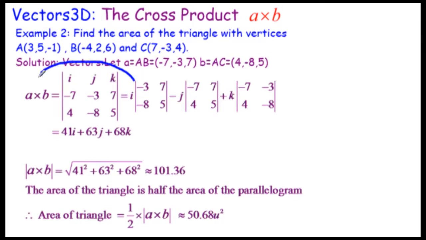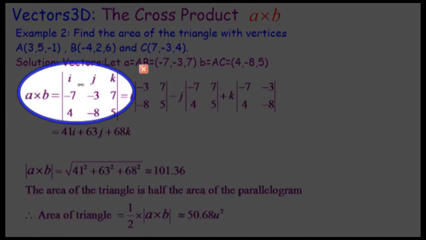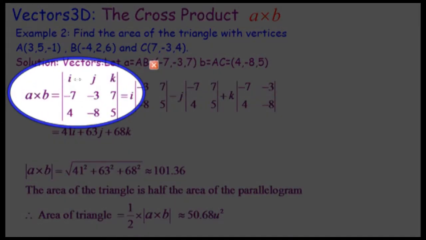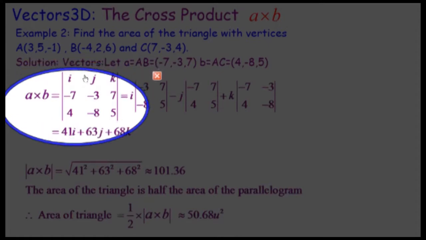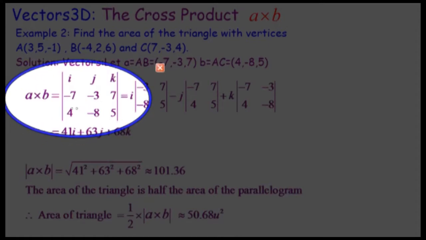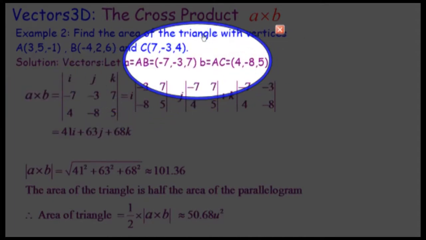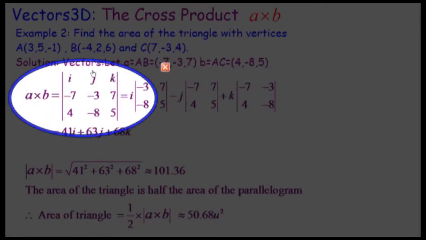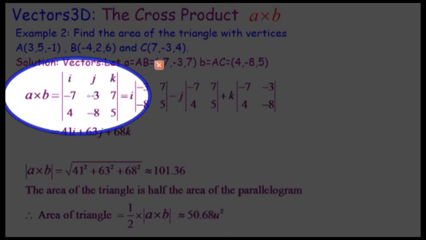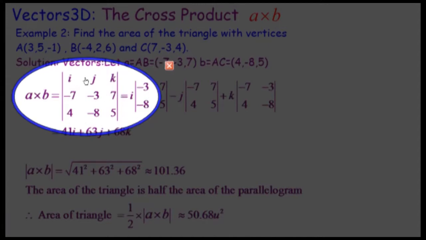So you form these two free vectors. Here's the determinant we have to work out. We need to put these two vectors in, -7 -3 7. These two vectors over here, A and B, and these are their X, Y, and Z components. And you work out the determinant.